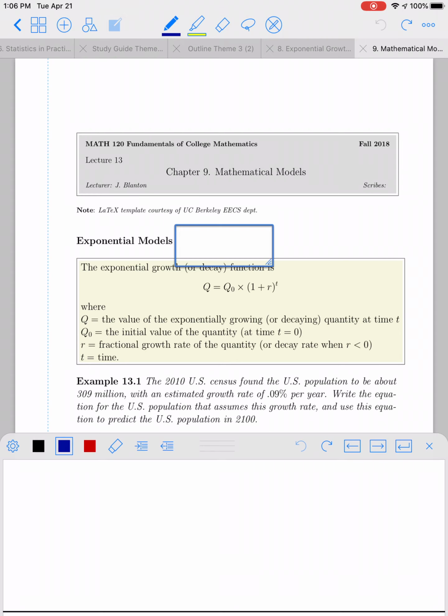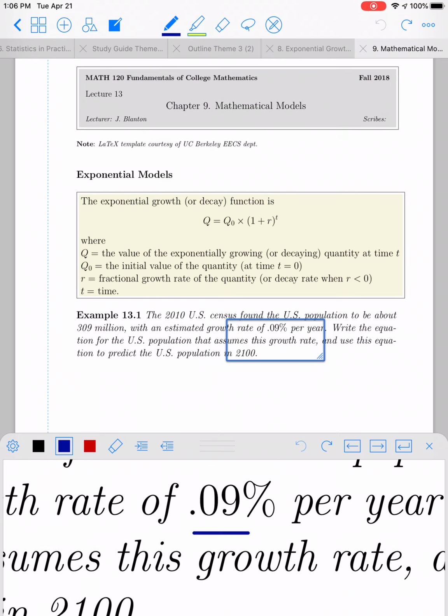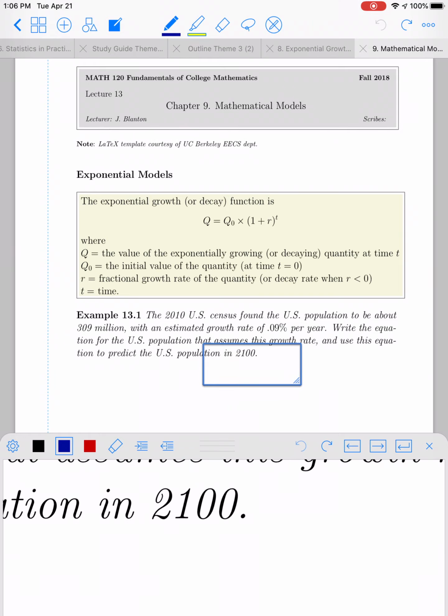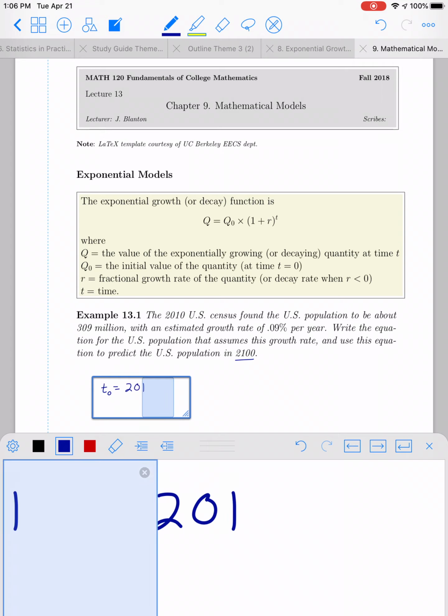So, our first example involves the U.S. Census from 2010. It found that the U.S. population was about 309 million, with an estimated growth rate of 0.09% per year. It asks us to write the population for the U.S. that assumes this growth rate and uses this equation to predict the population in 2100. So we've got two tasks. First, let's write the equation for the U.S. population with this rate. So maybe the first thing to note, our initial time is the year 2010.